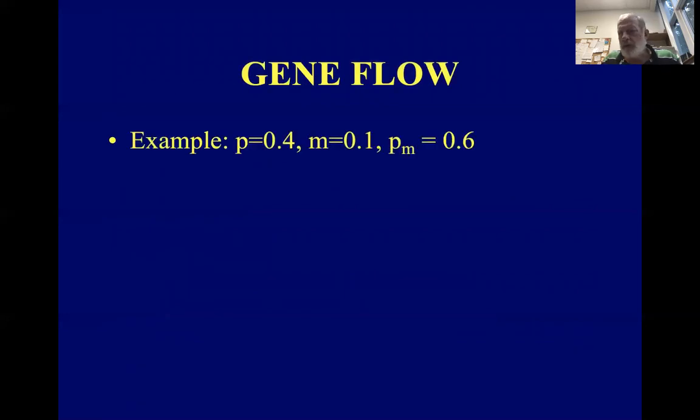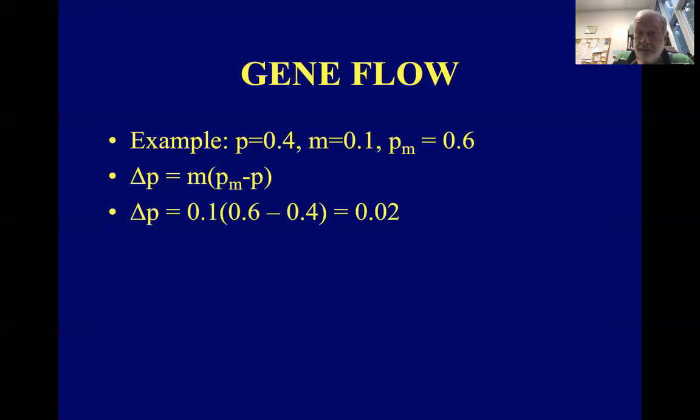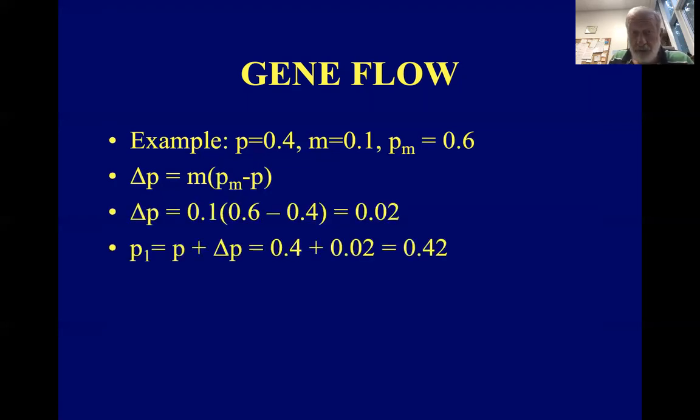So throwing some numbers in here. So P is 0.4, 10% of the population is migrating in, so that's 0.1, and then P from the immigrants is at 0.6. So plugging the numbers in that equation, we get 0.02. So from this, we see that allele frequencies have changed from 0.4 to 0.42 in just a single generation with those other parameters. So gene flow could knock populations out of Hardy-Weinberg equilibrium.